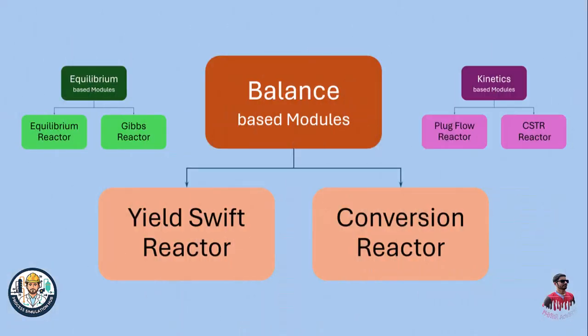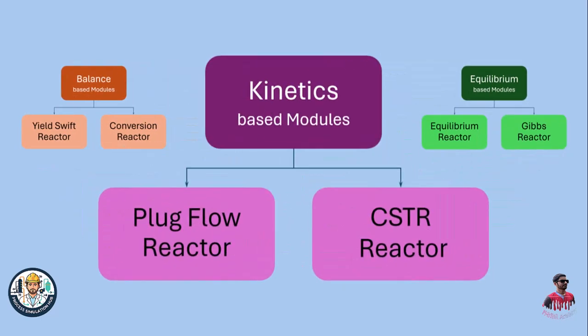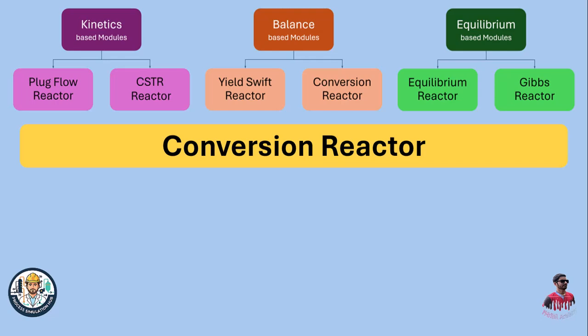There are different reactor modules available in Aspen HYSYS. There are 2 modules based on the balance, that is yield shift reactor and conversion reactor. There are also 2 modules based on the equilibrium, that is, equilibrium reactor and Gibbs reactor. And 2 modules based on the kinetics, that is plug flow reactor and CSTR. We will be using conversion module for this case.